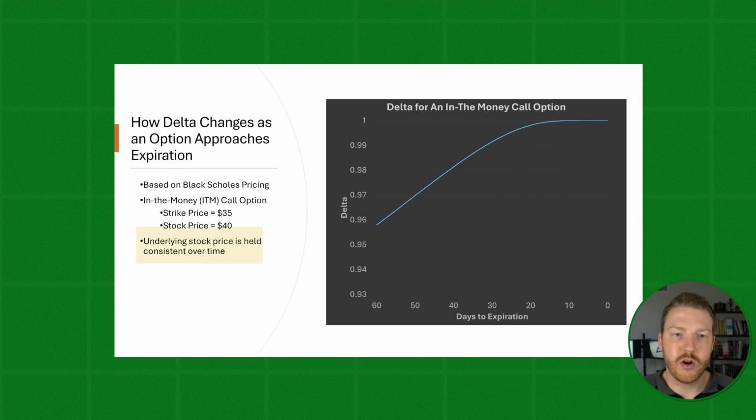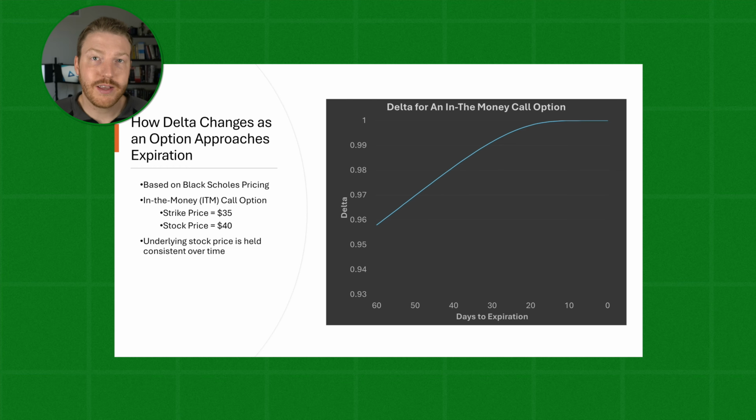Now, all of these deltas that you're going to see on this graph assume that the underlying stock price and the strike price are held consistently over time, and we use the Black-Scholes pricing model to price the deltas. That's beyond the scope of this video, but I have a handful of videos on Black-Scholes option pricing in both Excel and Python if you're interested. Now let's take a look at the graph.